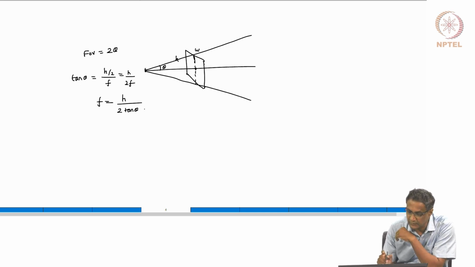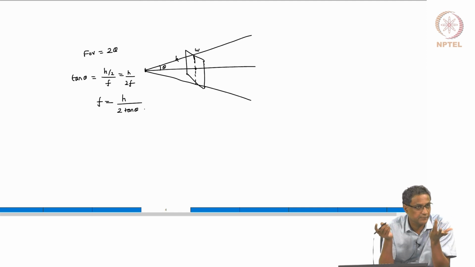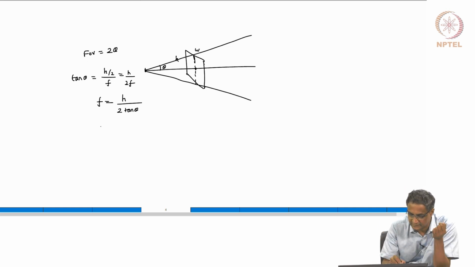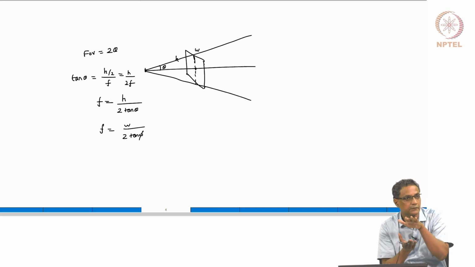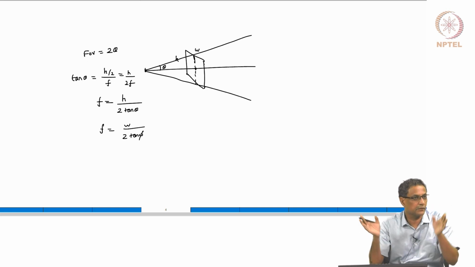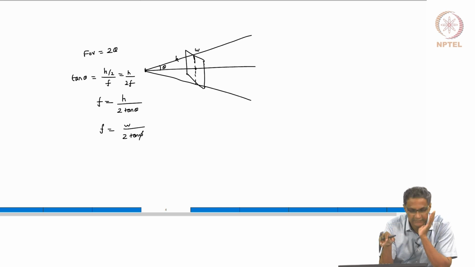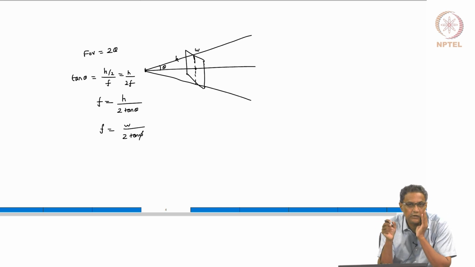And similarly for the other one, if that field of view is phi, then what will you have? It can happen that h is not equal to w, you can have a sensor which is not square. Here we have taken a general sensor, so for that you may have w by 2 tan phi, which means that your field of view along the height is not the same as the field of view along the width. It generally does not happen, but in the most general case you can take h not equal to w.